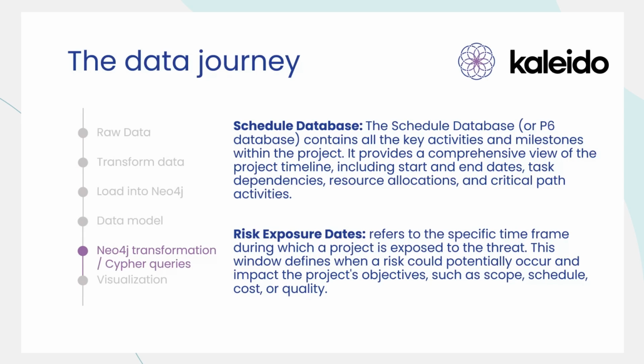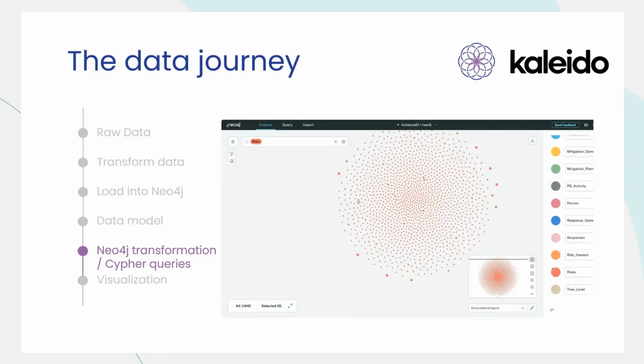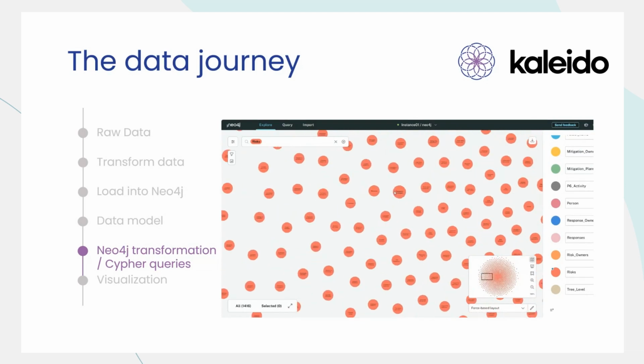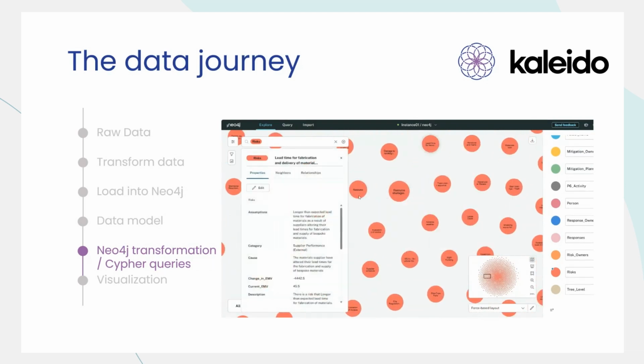So here we've got just a key reminder of another couple of concepts that will be useful. Again, a reminder of the schedule database, and then a reminder of the risk exposure dates that we mentioned earlier, which are the specific time frame during which a project is exposed to a threat. And this is how we went through the process of combining the data from the schedule database with the risk database to update those risk exposure dates.